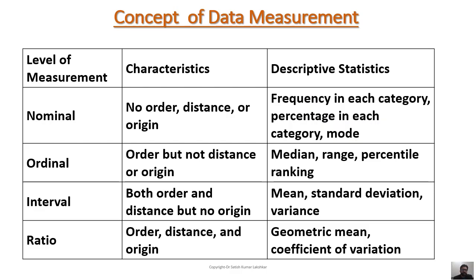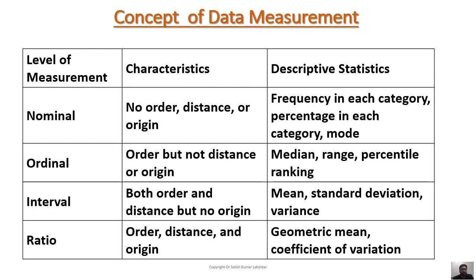Now, as I mentioned in the previous slide, there are four different levels of measurement: nominal, ordinal, interval, ratio. And on the screen, characteristics are also mentioned and how we use this. Okay. So we'll discuss these levels of measurement in another video also, but this is summarized here just to give you clarity on how data measurement is related to different levels of measurement: nominal, ordinal, interval, ratio.